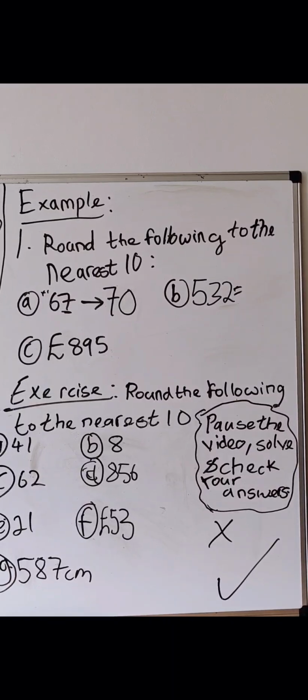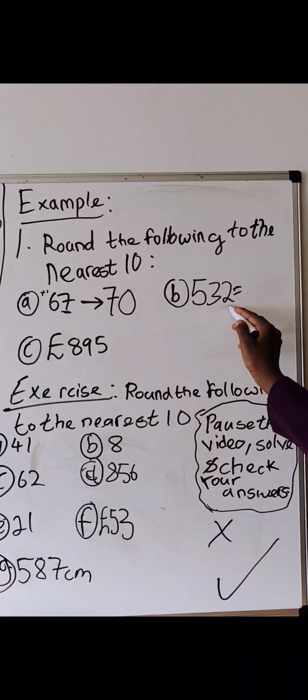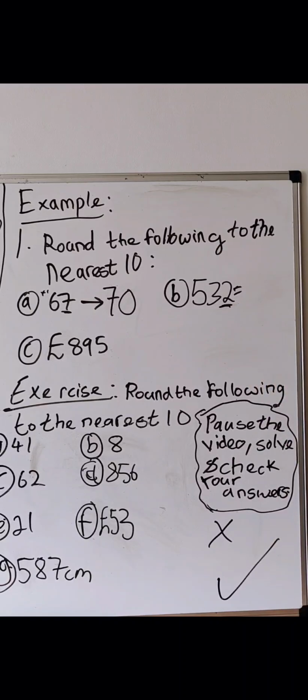We are moving on to 532. So we need to round this to the nearest 10. So this is the right number. It is less than 5, so it's a round down number. So this will remain 0. We are not adding 1 because it's not a round up number. And so this becomes 530. Move on to the last one we have here.